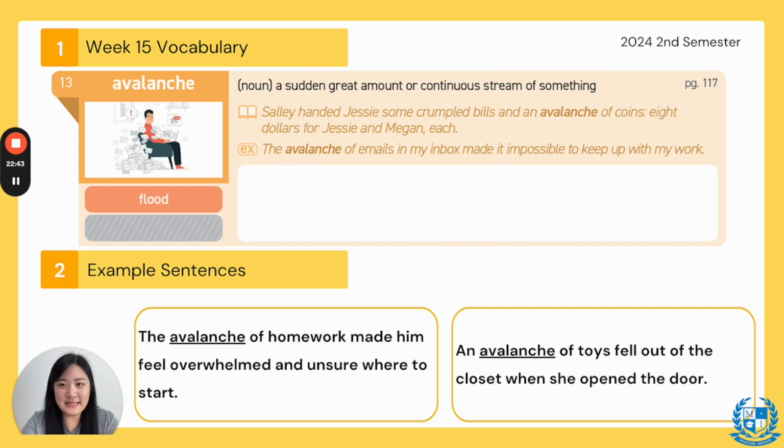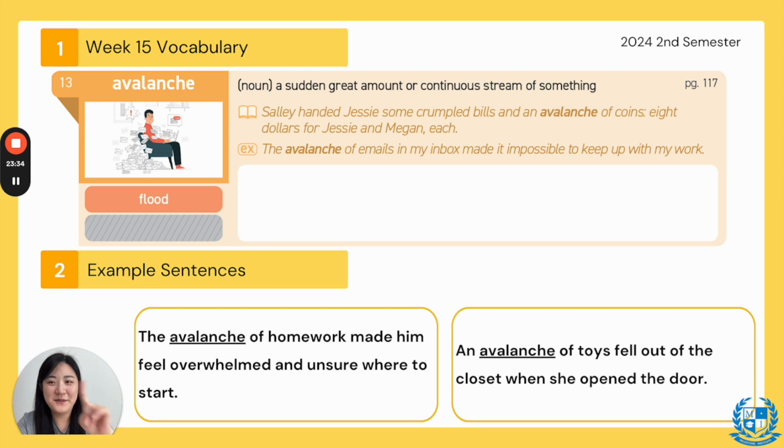Next one, number 13, everyone say avalanche. Avalanche. It is another word for flood, but not a flood of rain. Let's keep going. It's a noun, and it's a sudden great amount or continuous stream of something. So an actual avalanche is when the rocks and snow just fall down a mountain. But here we're using it as a different term. Avalanche here just means a big pile of things. In our book it says, Sally handed Jessie some crumpled bills and an avalanche of coins. $8 for Jessie and Megan each. Meaning she gave a big amount of coins, an avalanche, like a mountain.